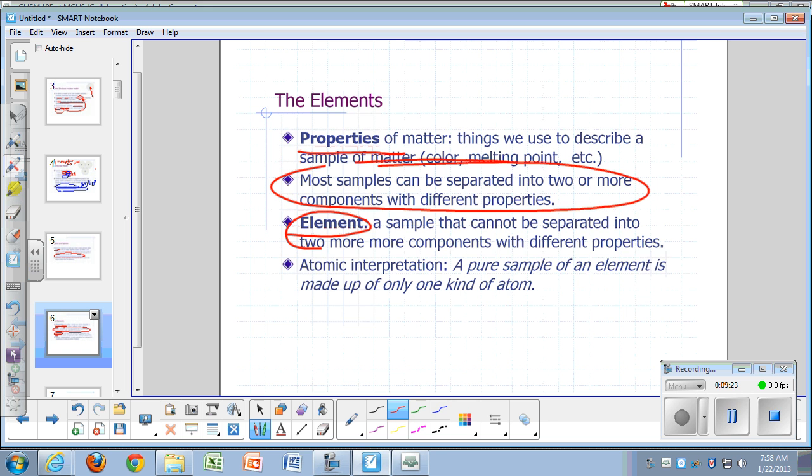At the atomic level, we interpret that to mean that the sample is made up of only one kind of atom. So the words element and atom tend to be synonymous. We say that a sample made up of only one kind of atom is a sample of a pure element. If you have a sample made up of 2 or more kinds of atoms, then that sample is made up of 2 or more kinds of elements.